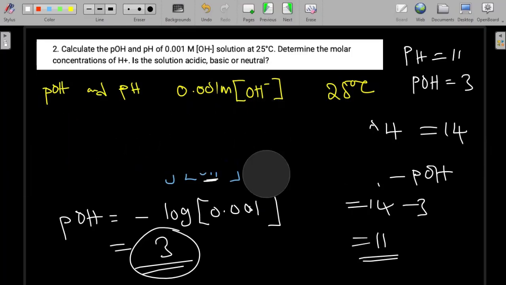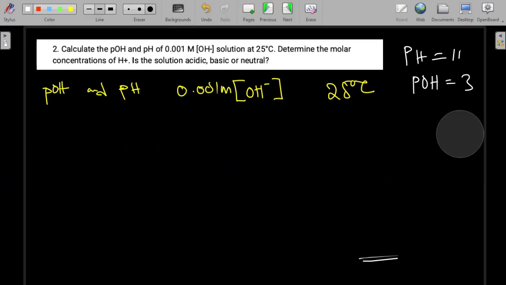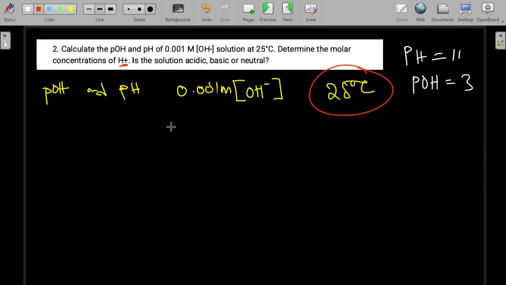And then the other part says find or determine the molar concentration of the H plus, this one here. So how do we do that? Okay, we use the equilibrium constant for water. Since they said we're at 25 degrees Celsius, then we can use this formula. We're going to say the equilibrium constant for water, or Kw, is equal to the concentration of the H plus multiplied by the concentration of the OH minus.